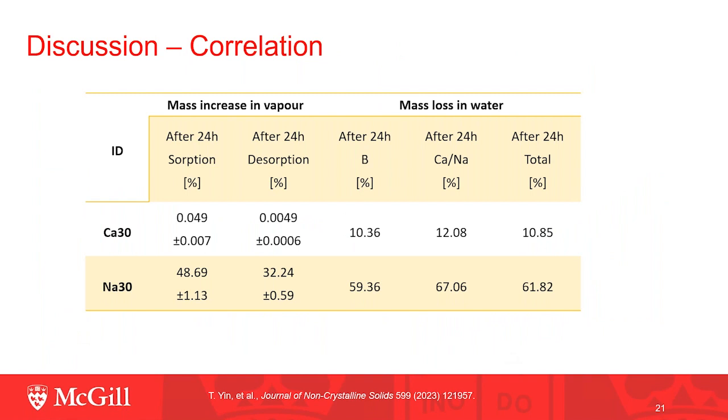This table summarizes the weight increase of calcium-30 and sodium-30 after vapor sorption and desorption, as well as their weight change after dissolving in the water. The weight loss of the glass in the DI water was calculated by converting the ion concentration in the DI water measured by the ICP. It is found that the calcium-30 showed less vapor sorption and ion release compared to the sodium-30, although the calcium-30 has lower N4 than the sodium-30.